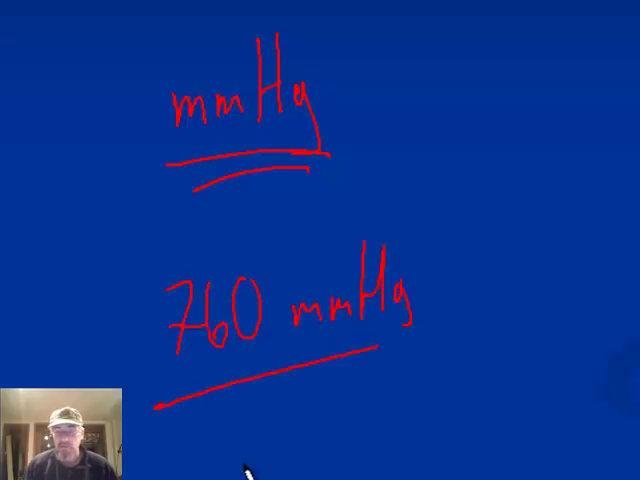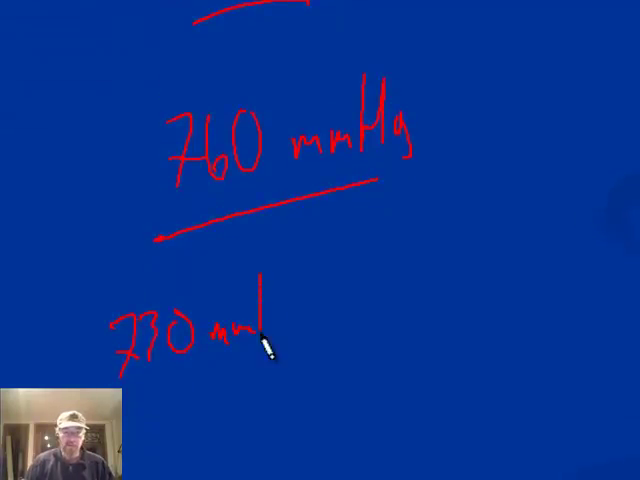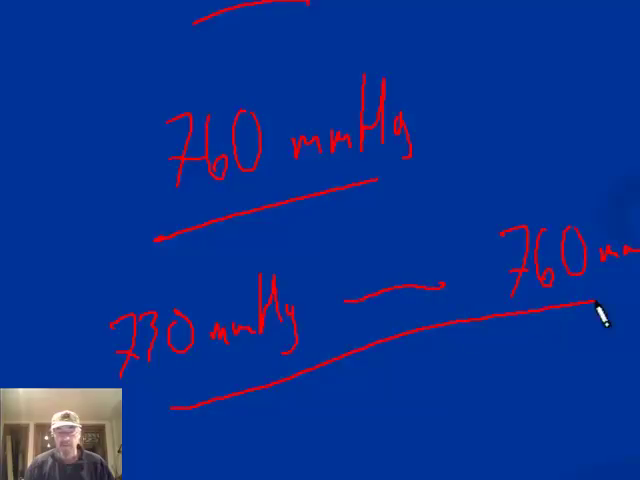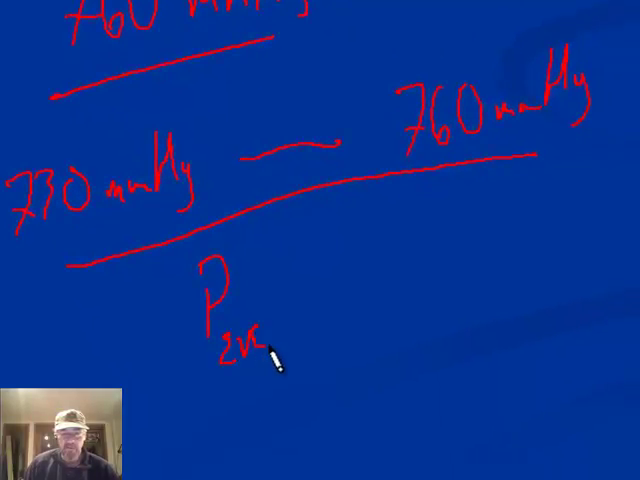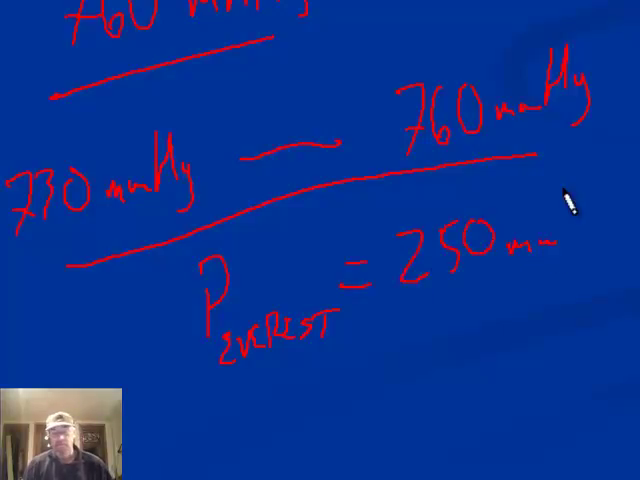And that's actually turned into a unit that we'll talk about later. Most people on Earth, almost everybody on Earth, lives in a range of about 730 millimeters of mercury to 760, or approximately 760. Most people are in that band. At the top of Mount Everest, the atmospheric pressure is equal to about 250 millimeters of mercury. It's much lower, and here's the reason for that.